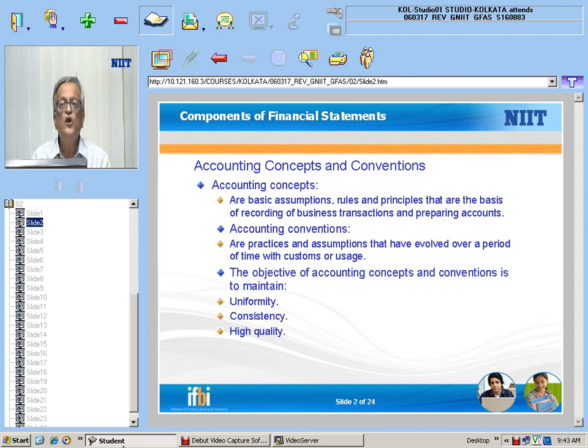Next point, the objective of accounting concept and convention is to maintain number one, uniformity, number two, consistency, number three, high quality. Uniformity means, as we have discussed in the last session, all entities must follow certain accounting standards uniformly.